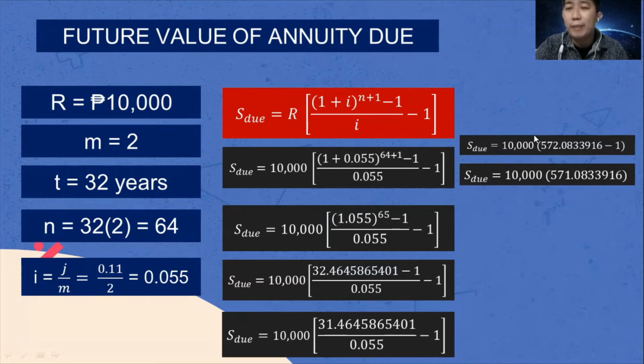571.0833916. And the final process is to multiply this to 10,000 multiplied by 571.0833916. And the annuity due is 5,710,833.92. This is the final value of the annuity due.